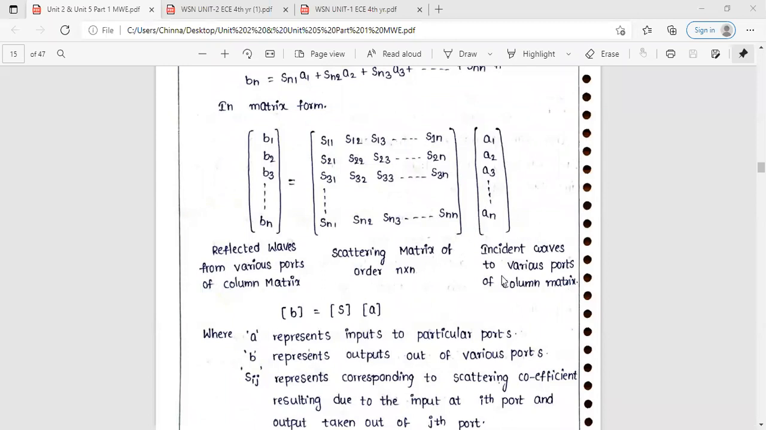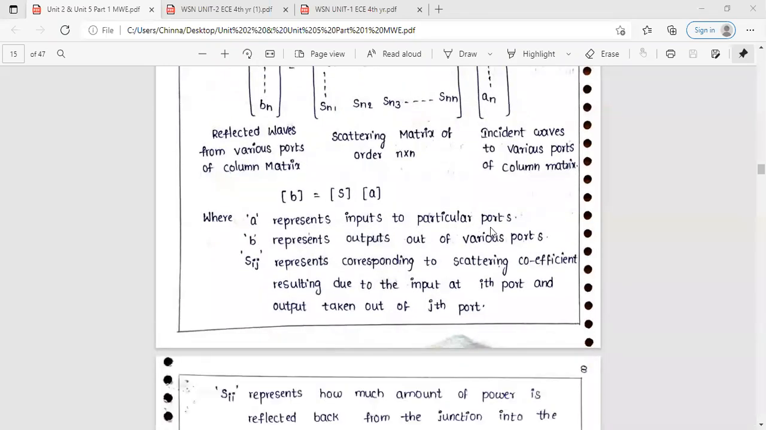So finally we'll consider the incident waves to the various ports as a column matrix. So A is the input for the particular ports and B is the output for the various ports, and Sij represents the scattering coefficient resulting from the input at the jth port and output taken at the ith port.